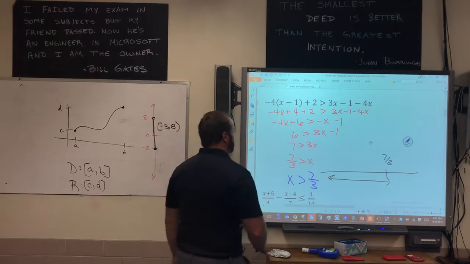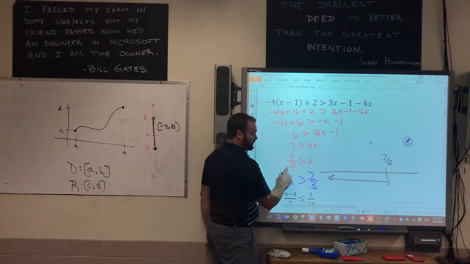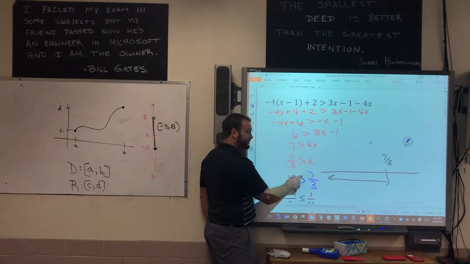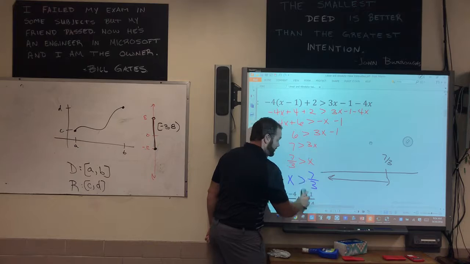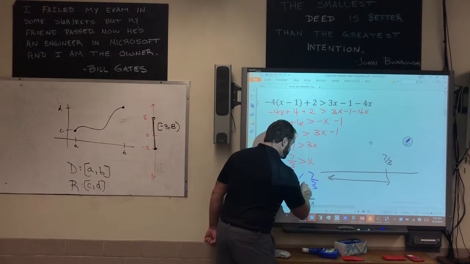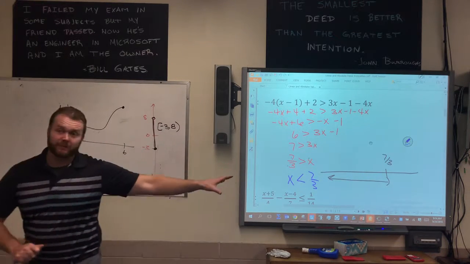So I need to make sure that I don't just flip the numerical and variable components, that I actually understand that that symbol needs to be pointing towards the X.